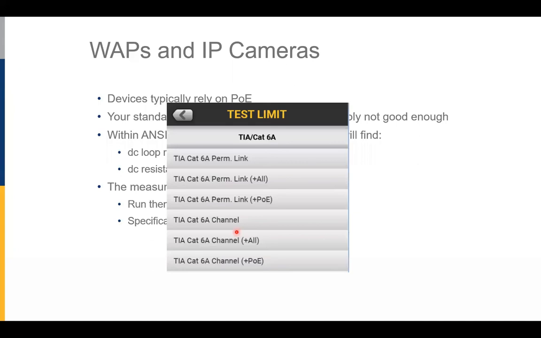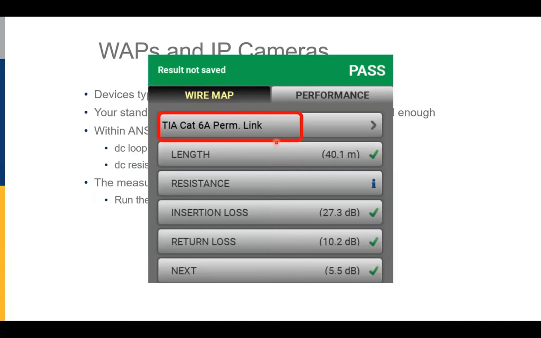Let's take a look at how that works. Now, if any of you have ever worked with one of our cable testers before, you'll be familiar with this situation. Here we are selecting the test limit. We can select 6A. Here's that permanent link that doesn't include the patch cords. The channel test does include the patch cords. If you don't have the patch cords yet, you've got to test to the permanent link. If you're troubleshooting, we'll use the channel limits. And then we have our plus PoE limit. So let's select just a basic category 6A permanent link limit. This is the default test that's in the tester.